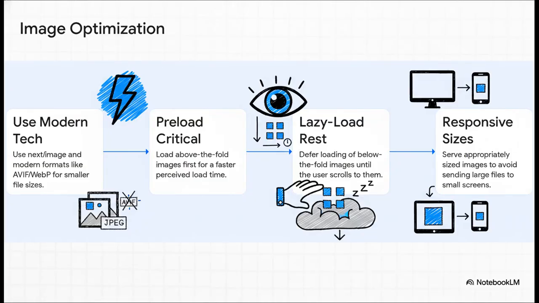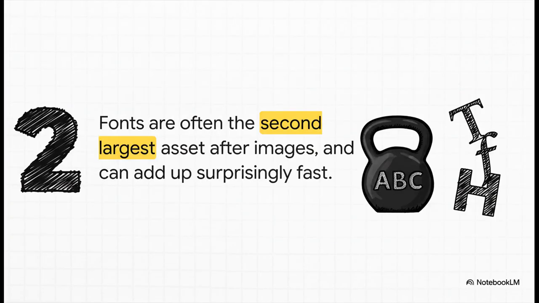Well, first off, you've got to embrace modern tech. Use amazing tools like Next/Image and modern formats like AVIF or WebP. They are so much smaller than old-school JPEGs. Second, you have to be strategic. Only preload the absolutely critical images, the ones that are above the fold. Everything else? Lazy load it. Don't make the user download what they can't even see yet. And finally, be responsive. You should never, ever force a tiny mobile phone to download a massive desktop-sized image. It's just wasteful.